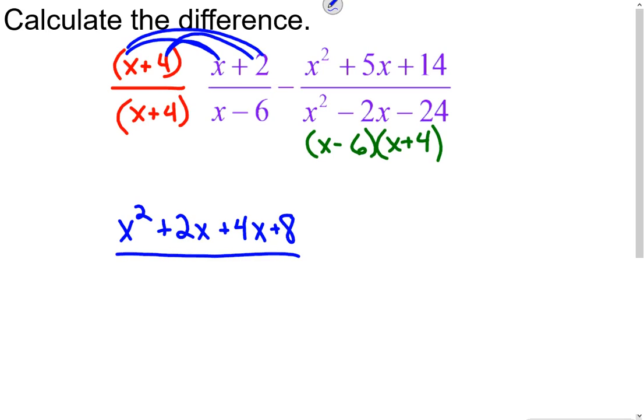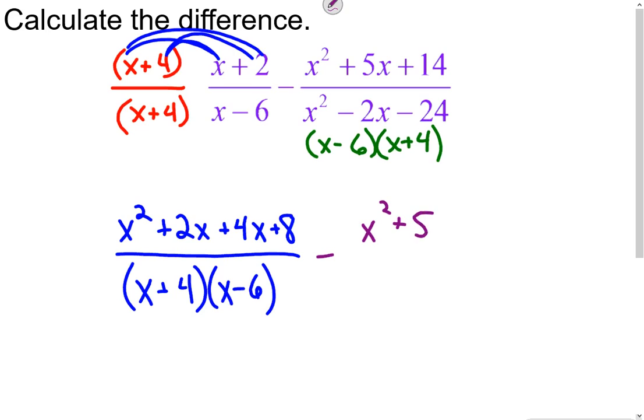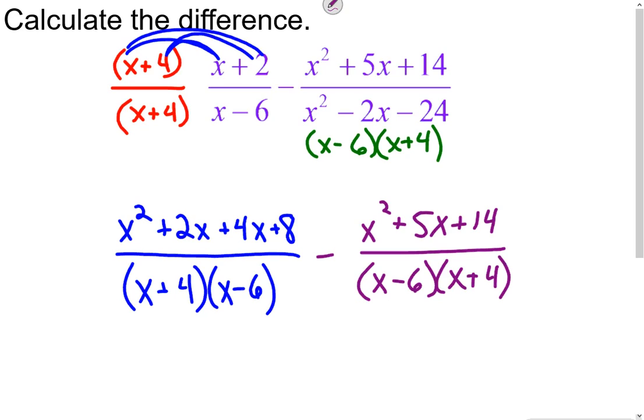The denominator is the x plus 4 times x minus 6. And then we're still subtracting this one. We're not changing it at all. I guess I don't need that parenthesis there. We're going to have x squared plus 5x plus 14. I'm going to write the denominator in factored form of x minus 6 and x plus 4, which might look a little bit different from the first one. I just switched the order, but they're still the same. So now I'll go down.